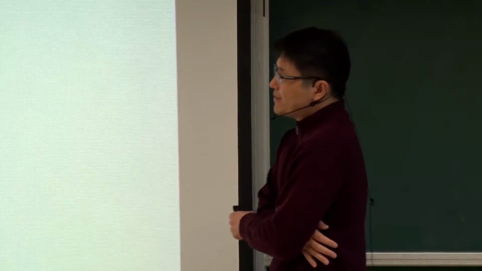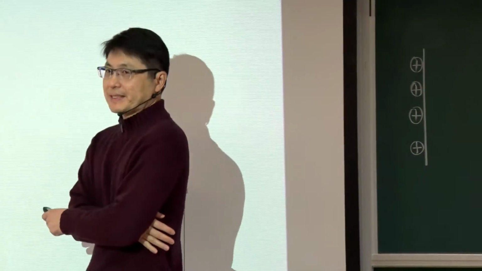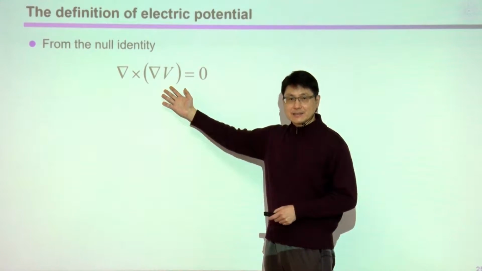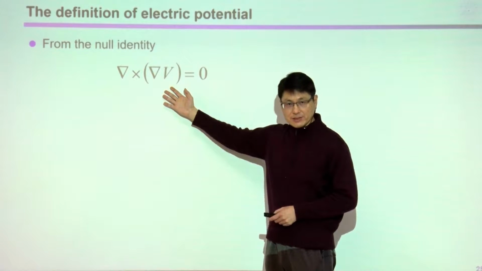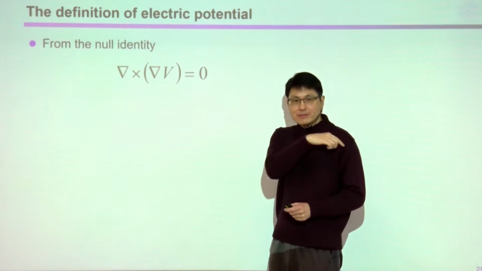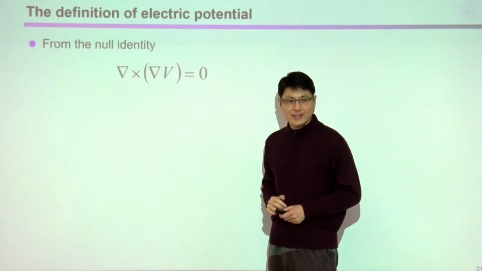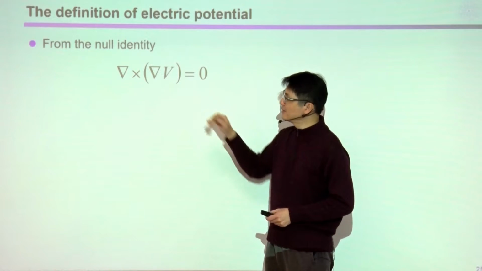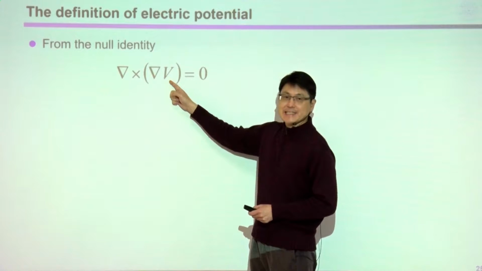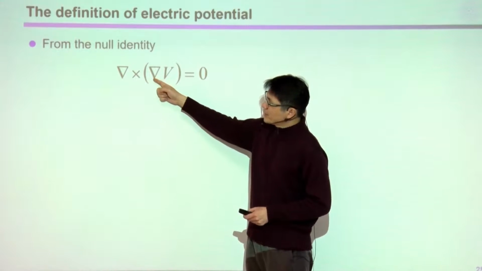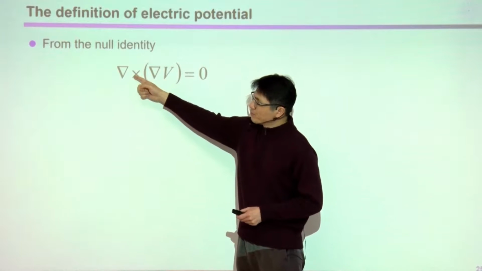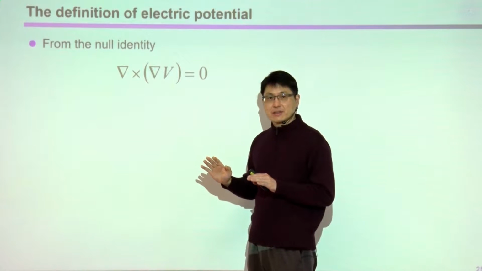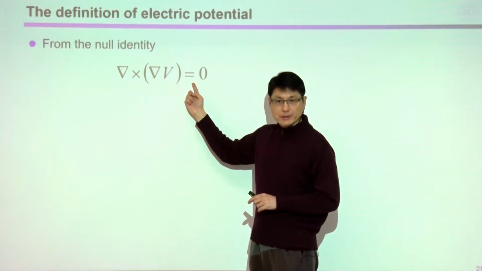So, the definition of electric potential actually starts from one of the null identities we covered for vector analysis. If you still remember, well, examination is coming in 1 week, so this is a good chance for you to review the covered topics. So if you have a scalar function, you perform its gradient, and then you perform the curl. By definition, it will become zero.